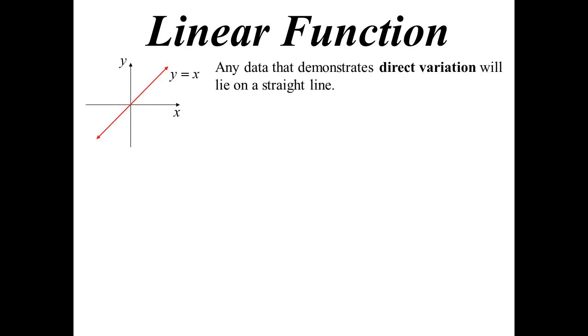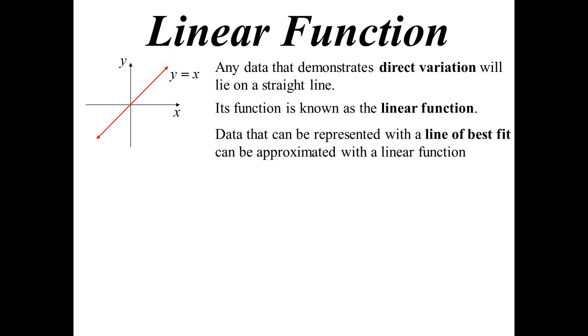Okay, let's start with the most basic function of them all, the linear function. And the most basic linear function is y equals x. Any straight line demonstrates direct variation. So when we plot our data, if it ends up in a straight line, we know there's direct variation between the two pieces of data. This is what we call the linear function. Makes sense, it's the function that produces a line.